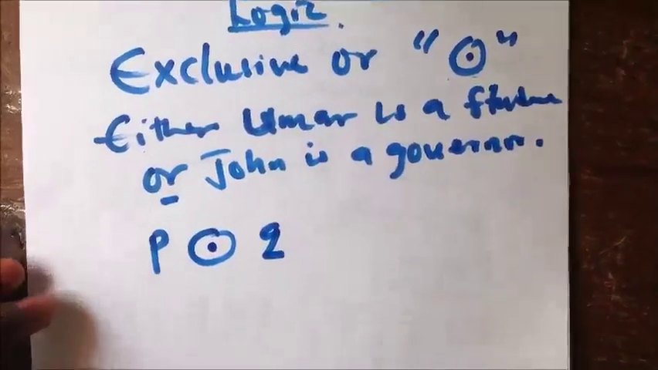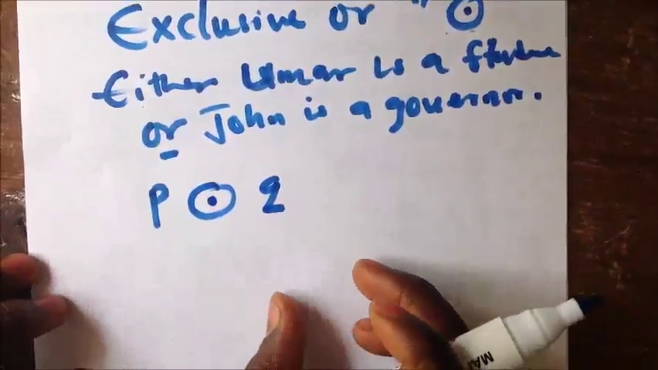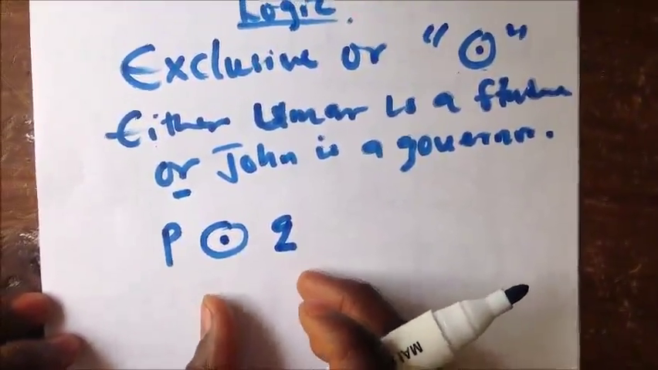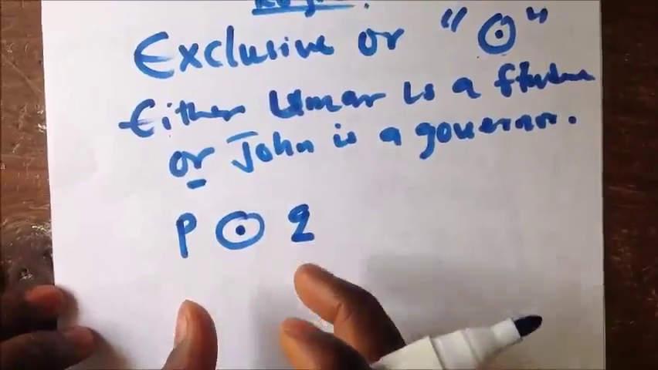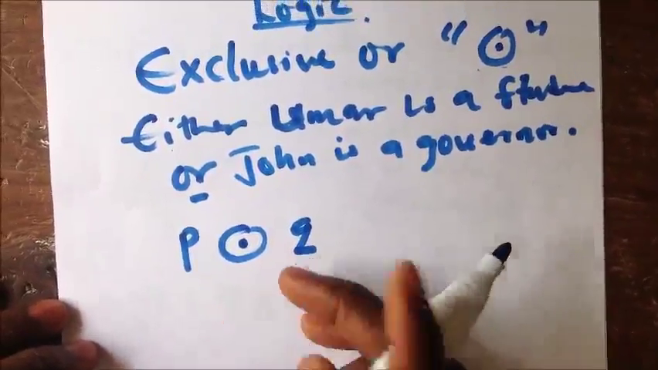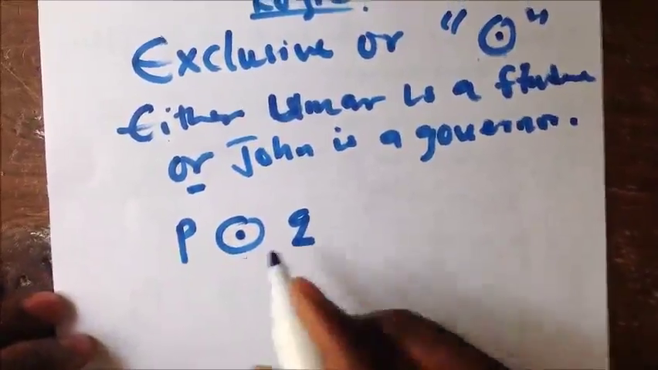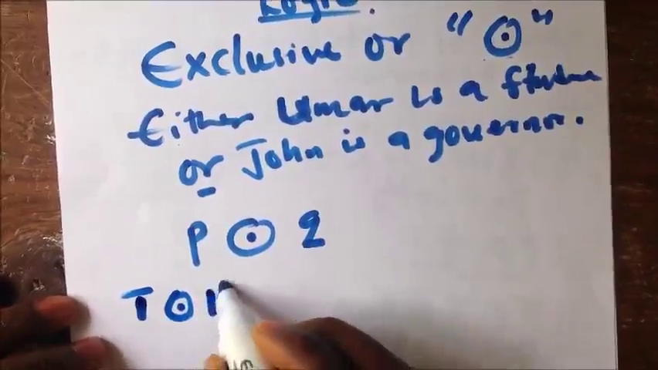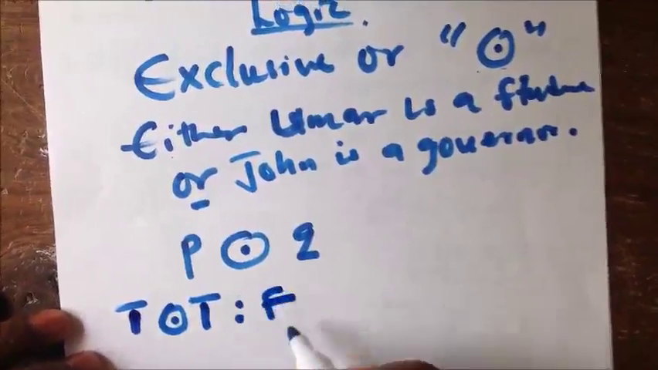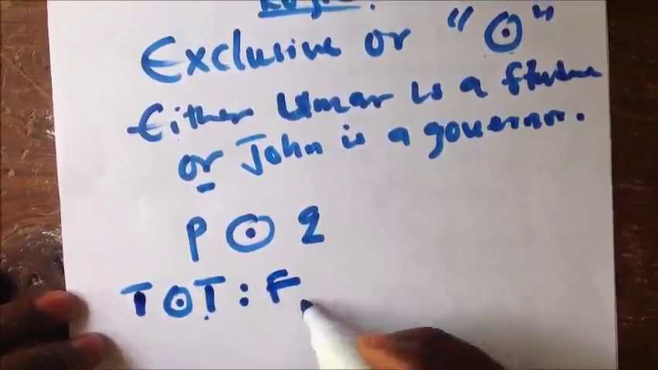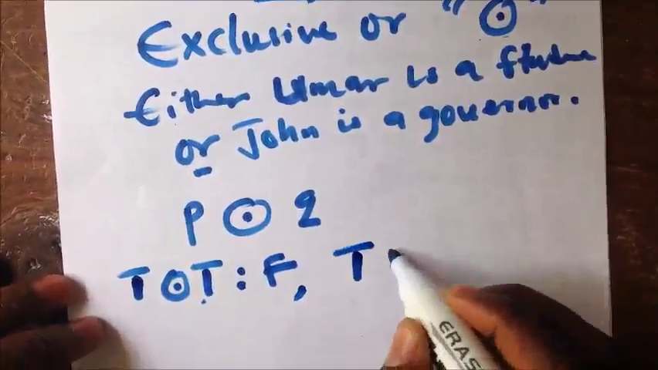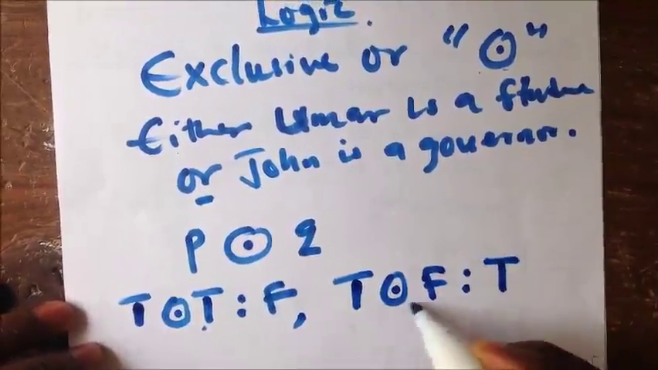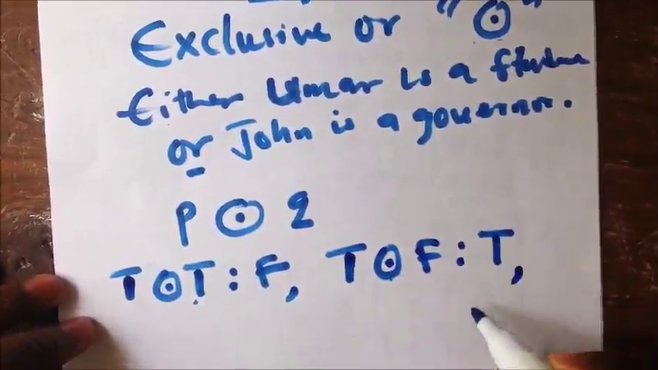Now what is exclusive or saying? What is the truth value of this statement? Under exclusive or, the statement is true if both statements differ, but if they are the same, it's false. When P is true, exclusive or Q is true, therefore it is false. Why? Because they are the same. Another case, when P is true, exclusive or Q is false, therefore it is true. Why? Because they differ. True, false is true in the case of exclusive or.